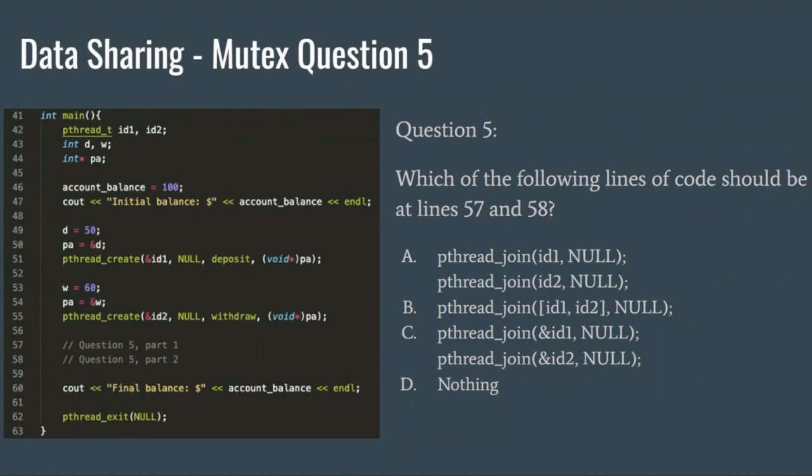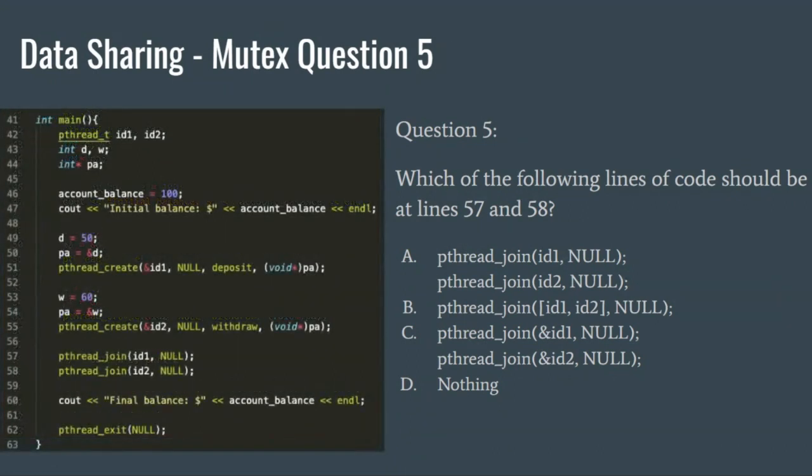All right, let's stop it there. Walter, come on, you got to choose one. Can't just do A or C. Okay, so the correct answer is going to be A. The reason for this is that for the parameters in pthread join, we're not looking for the memory address. We just want the pthreads. So you're just going to be using ID1, ID2, not the memory address of ID1, ID2.